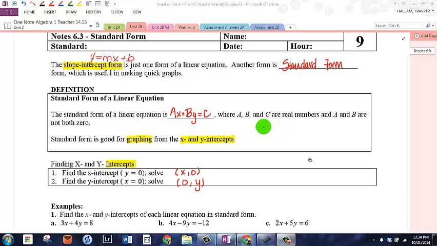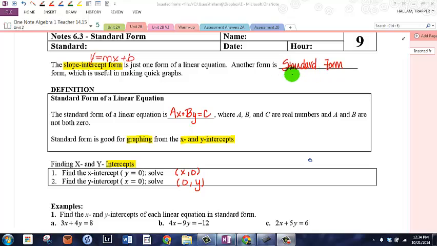Okay, hi and welcome. We're going to do note 6.3 today, which is focusing on standard form. If we recall from our previous notes, we learned the slope-intercept form, which is where y was isolated. We solve for it, get it by itself, and it's equal to the slope times the x, or the variable, plus the y-intercept.